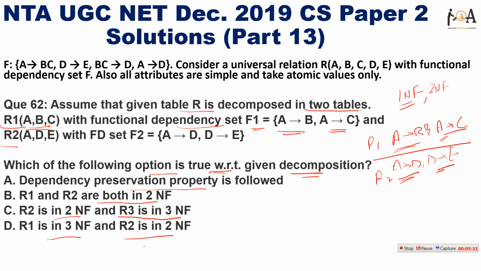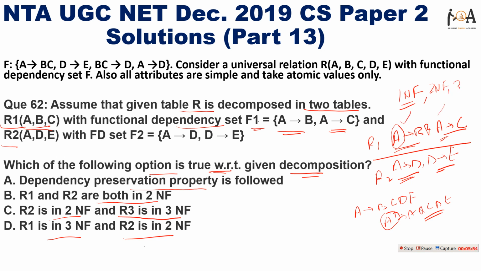But here you can say R1 and R2, basically A is a super key because A can derive B, A can derive C, A can derive D, and with D we can derive E. So the closure of A is nothing but A, B, C, D, E. So A is my super key. So R1 is in 2NF and R2 is also in 2NF.